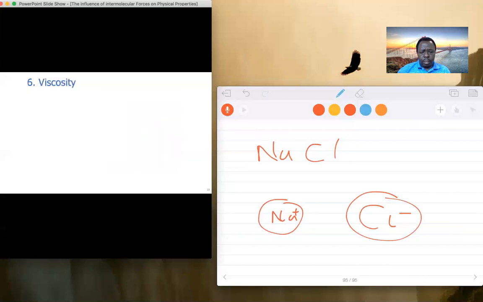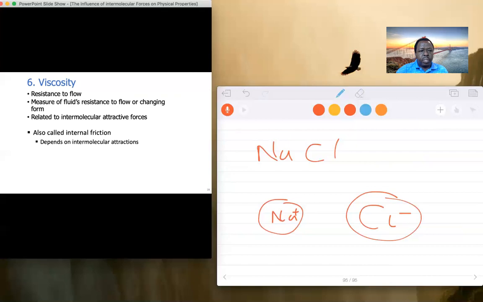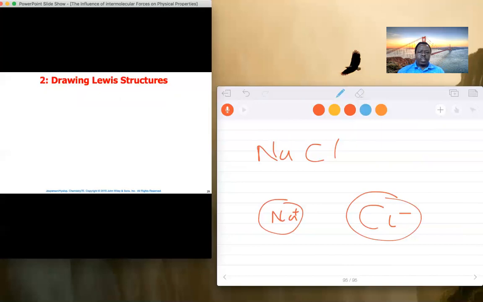Now, viscosity, you know what viscosity is? The ability of a liquid substance to flow. A more viscous substance will tend to resist flowing. Syrup, for example, is more viscous than H2O. It's because of high viscosity. Viscosity is associated with the intermolecular forces.